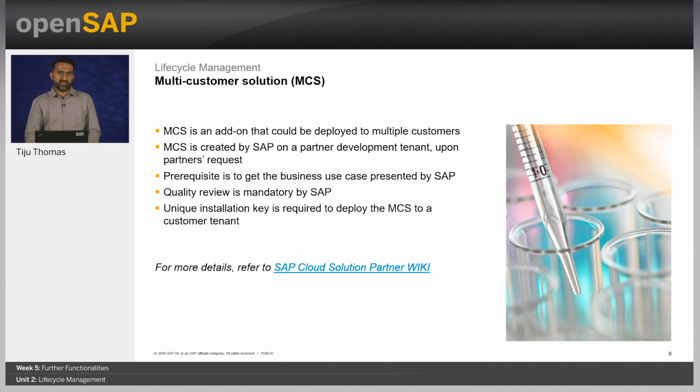MCS is a type of add-on that is developed by a partner and can be deployed or sold to multiple customers. For example, partners can build an MCS and address a functional white space in ByDesign or a country specific localization to cover the needs of multiple customers in a specific country. A partner can present the use case that needs to be addressed via this add-on and SAP can create the add-on on the partner development tenant.